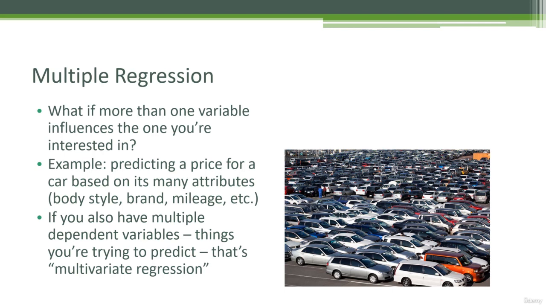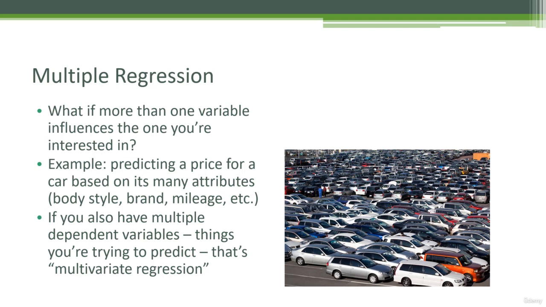So for an example, that might be predicting the price of a car based on its many attributes. The car has a lot of different things you can measure that might influence its price, such as its mileage, its age, how many cylinders it has, how many doors it has, things like that. And you can actually take all of those into account and roll that into one big model that has many variables as part of it.